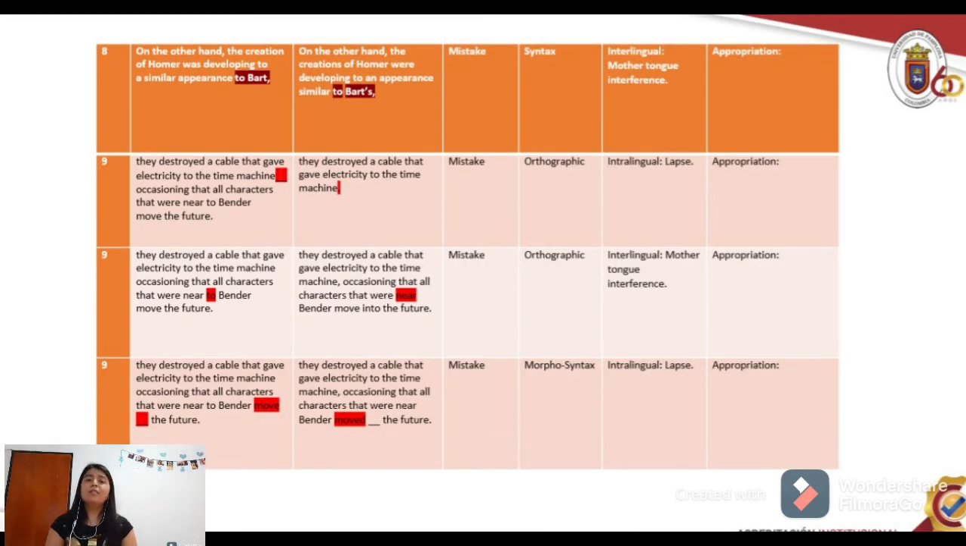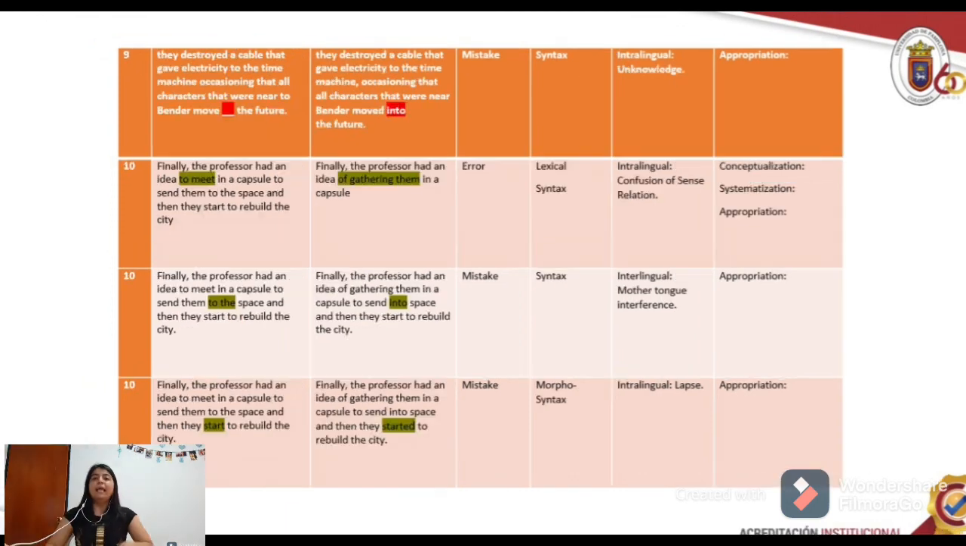In the ninth and tenth lines, an error is repeated: "move" and "start". The correction is "moved" and "started". These are mistakes because the student shows that he understands the past tense. They are morphosyntax because it affects the morpheme of the verb tense, and their source is a lapse. In the tenth line: "the professor had an idea to meet in a capsule." The correction is: "the professor had an idea of gathering them in a capsule." It is a mistake. The classification is lexical because there is a confusion of the use of both verbs. The source is a confusion of sense relation.